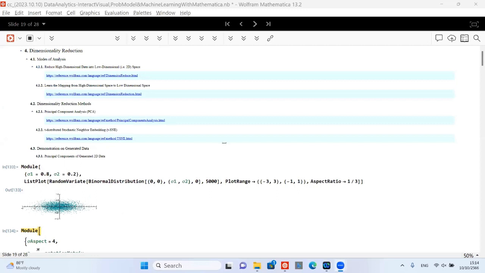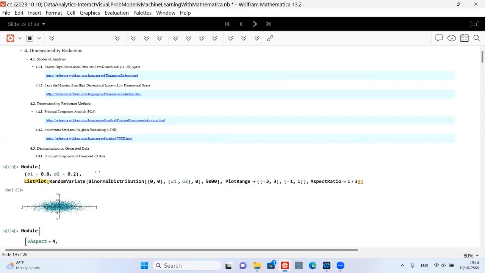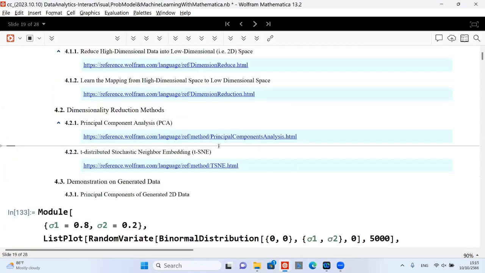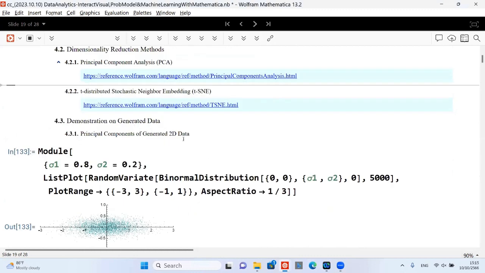Wait, something wrong? Okay, now I make this up. Of course, I always do. By the way, see, t-SNE, PCA, those are the 2 things. Go to this page and you will see all the options and all the stuff, but I'm going to show you. Okay, let's do this.